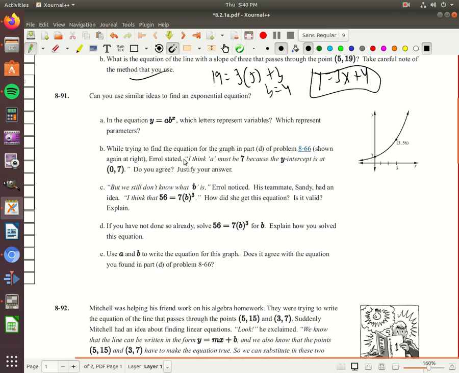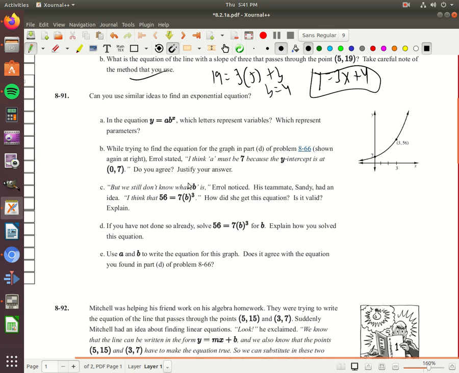So while trying to find the equation for the graph in part D of problem 866, shown again at right, Errol stated, I think a must equal 7 because the y-intercept is at (0, 7). Do you agree? I absolutely do, right? That's our starting point. But we still don't know what the b is. Errol noticed his teammate Sandy had an idea.